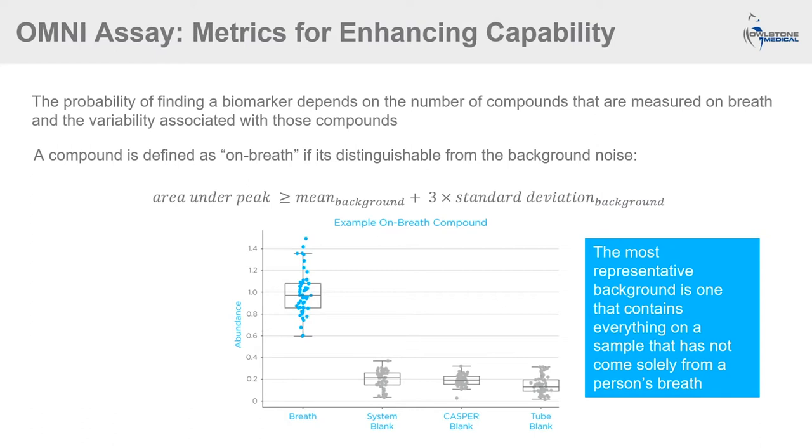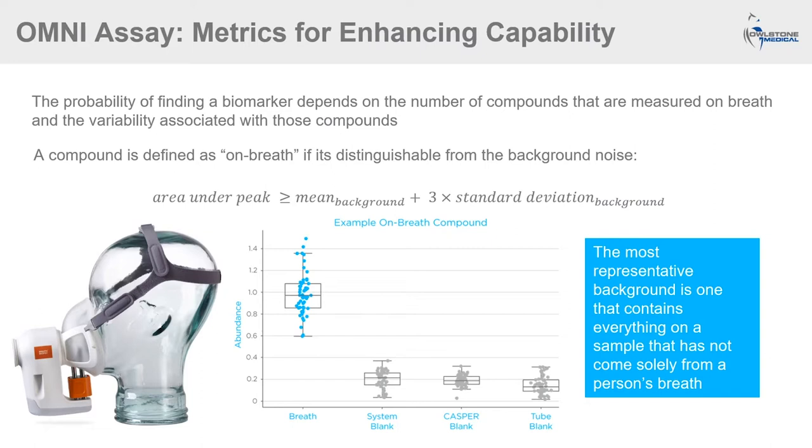Specifically, the area under the peak must be higher or equal to the mean of the chemical background plus 3 standard deviations. In this example here, I've included 3 examples of chemical background. So the first is a tube blank, which as it sounds is a blank sorbent tube. The second is the Casper blank, which is our clean air supply sampled on to the sorbent tube. And the third one is a system blank, shown here. That's taken as per usual breath sample, except the human is replaced with a glass head.